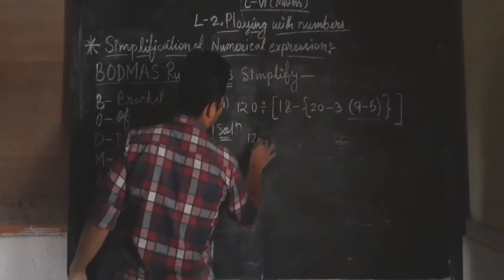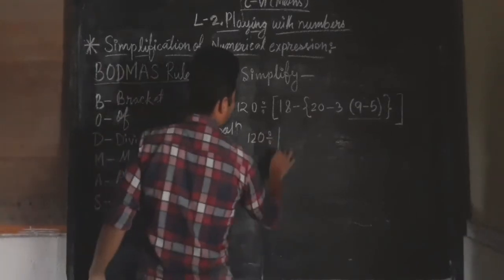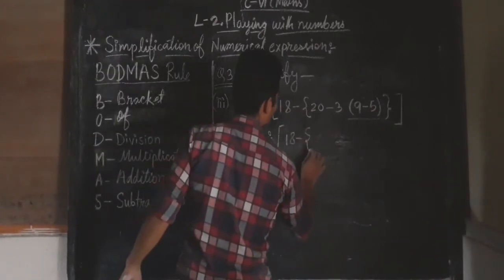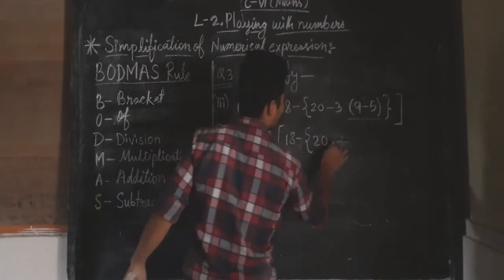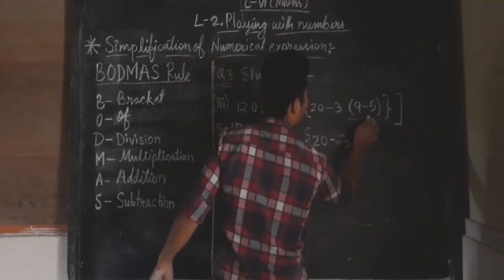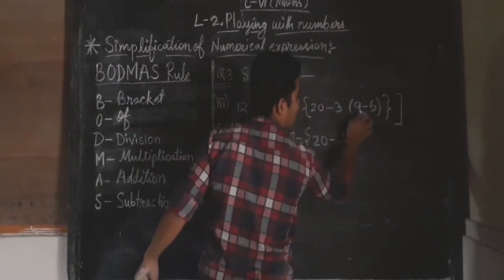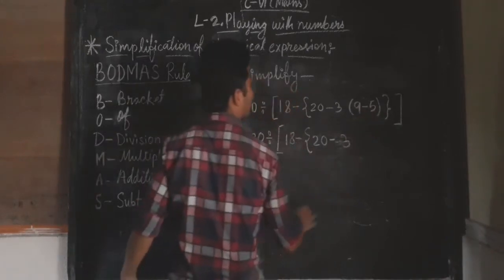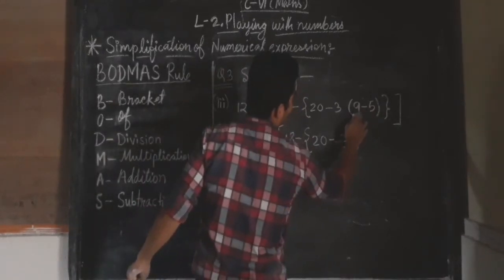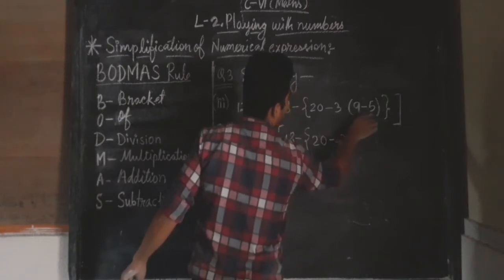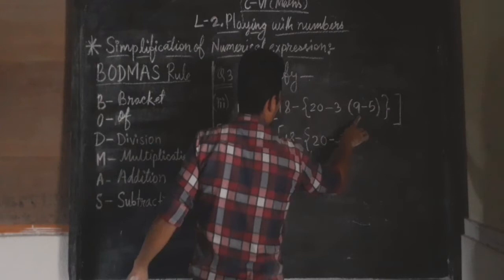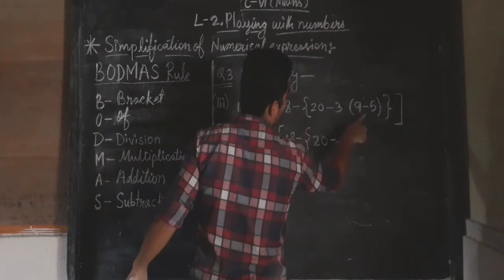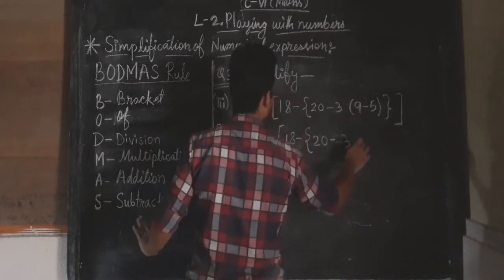You can see I have 120 divided by the third bracket, 18 minus the second bracket, 20 minus 3, and I am going to open this bracket. To open brackets, we have to calculate the inside things of the bracket, only if it is the last calculation left. You can see only the final calculation is left in this, 9 minus 5. Whenever only the final calculation is left inside a bracket, then we can open the bracket. Only 9 minus 5 is enough.